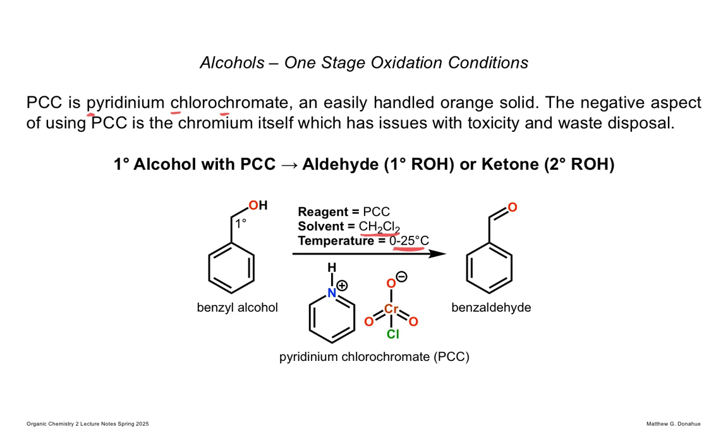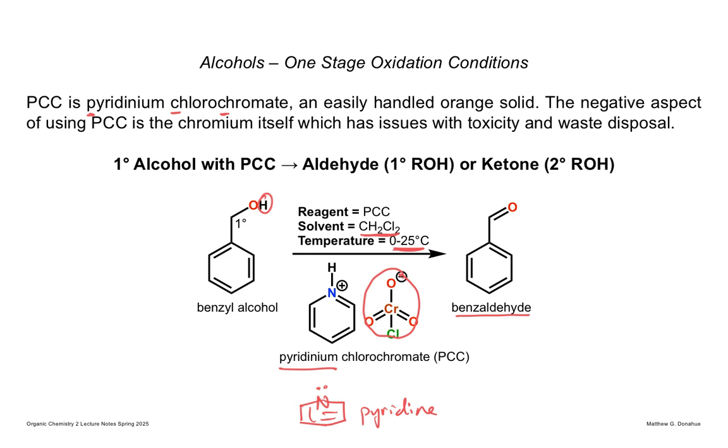So pyridinium is the protonated pyridine. So pyridine is this aromatic heterocycle. And when it's protonated, it's called pyridinium. And then the counter ion is the chlorochromate. So this is the thing right there that will activate that H to make it a leaving group. So since we're starting with a primary alcohol, we end up with the aldehyde called benzaldehyde.